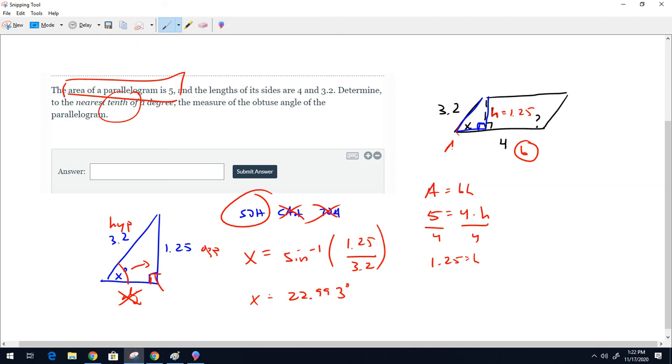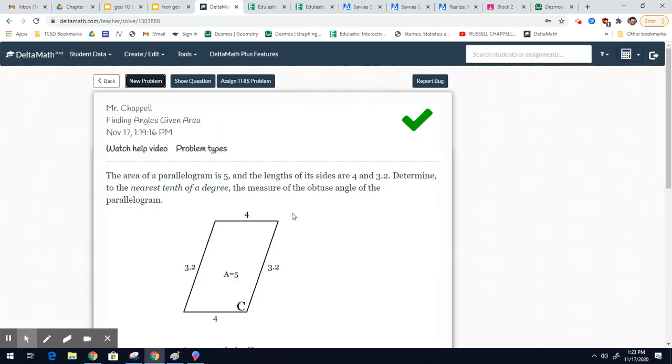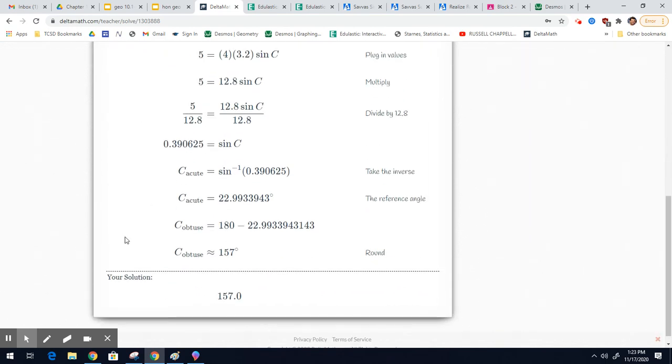Remember, we talked about that these two angles, A and B, are going to be supplementary. So to find the obtuse angle, I'm going to take 180 minus 22.993. So 180 minus 22.993, I get 157.00. Round to the nearest tenth. This 0 keeps that 0 the same. So 157.0 degrees. And that's what I believe this obtuse angle is. Let's take a look. Oh yeah, nice work. Okay.